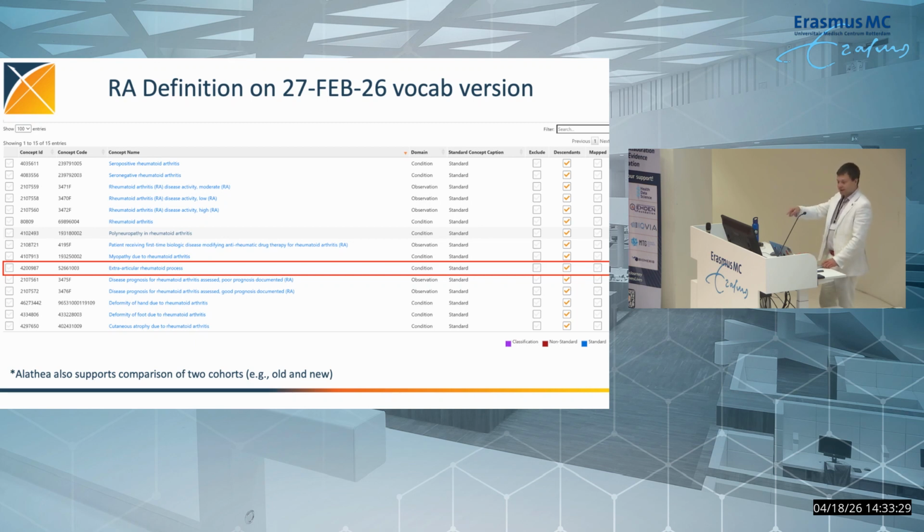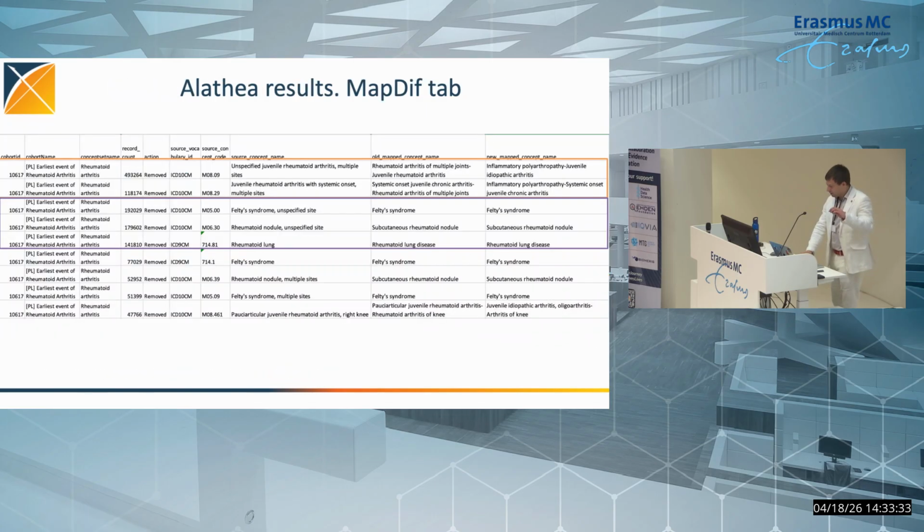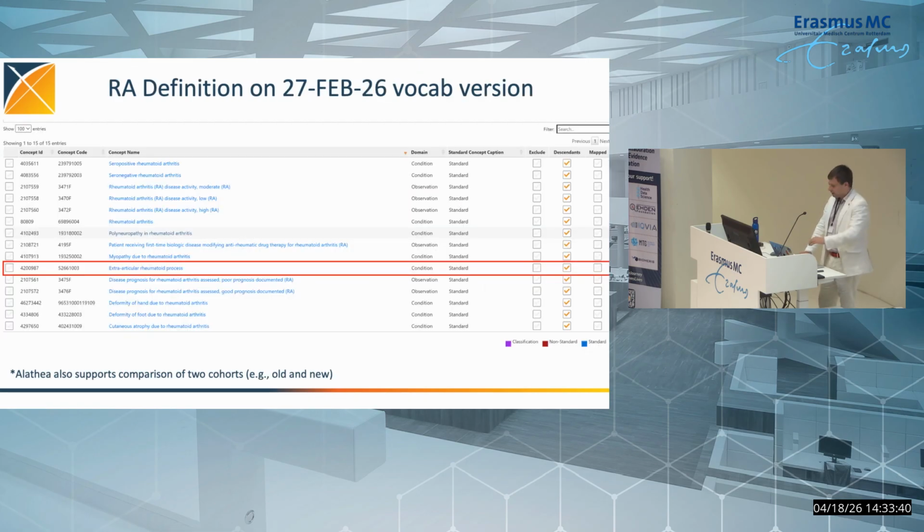So the thing is that SNOMED actually moved those concepts, like pleural and lung disease, to another hierarchical branch. So to fix that, you need to add another concept. So now, to the definition you had previously, we have to add extra-articular rheumatoid process, and now we get the same list of source concepts.